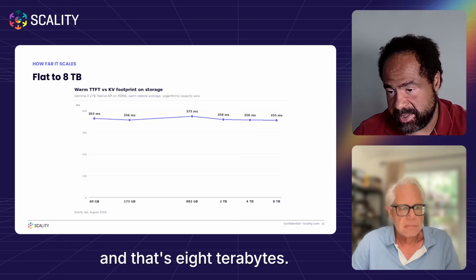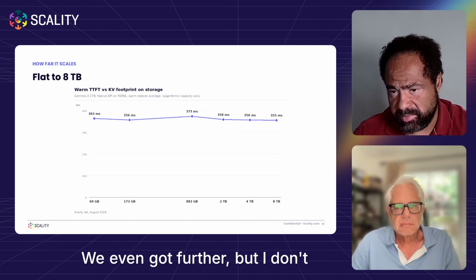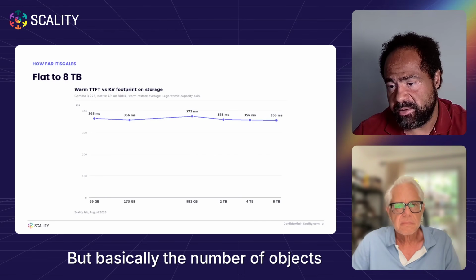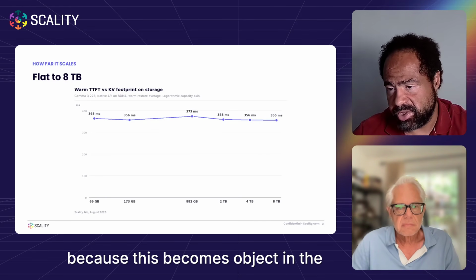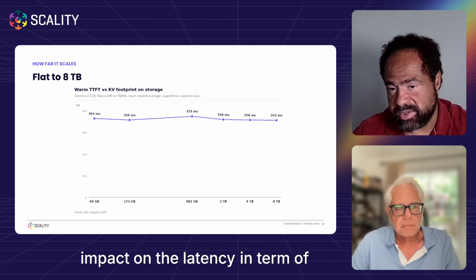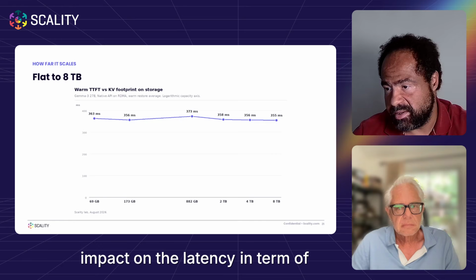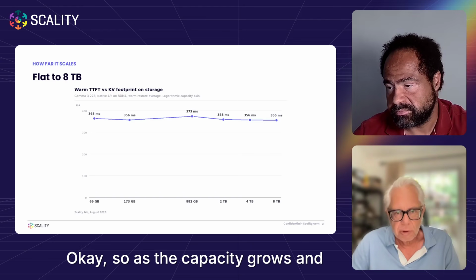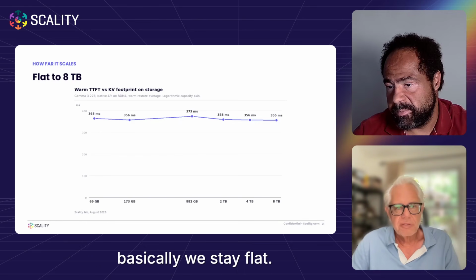And that's 8 terabytes. We haven't got further, but I don't have the result right now. Maybe we'll update the slides. But basically, the number of objects, because this becomes an object in the backend, right? Yeah. So the number of objects has no impact on the latency, in terms of time to first token. Okay. So as the capacity grows, and here we show it logarithmically, basically we stay flat.